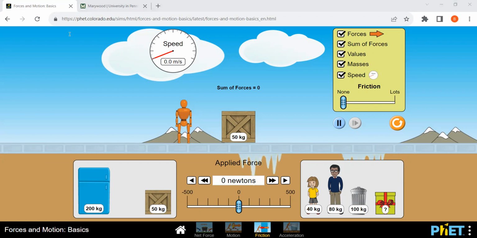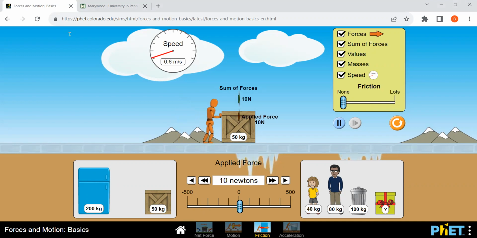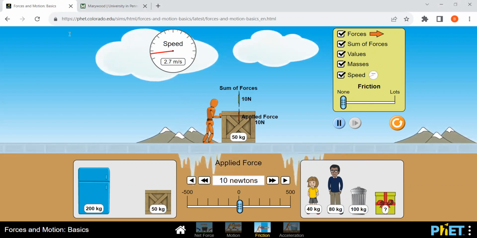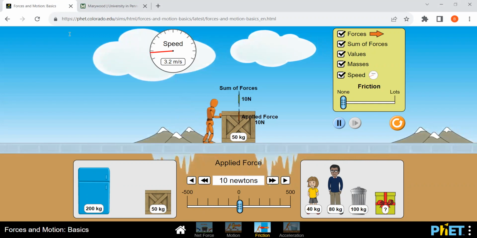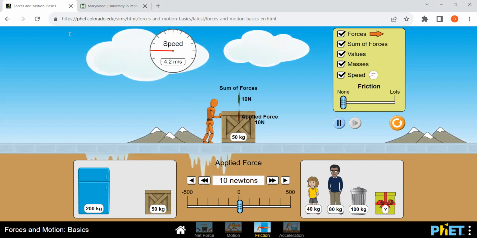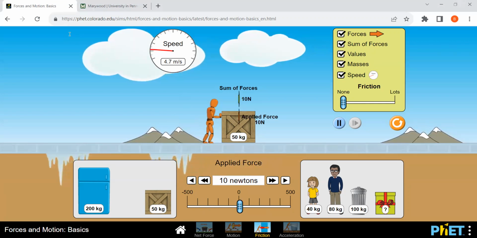Here we have a box, and its mass is 50 kilograms. Now no one is applying any force. We have a robot that can apply some force, so let me apply 10 Newton. You see that the robot is applying 10 Newton of force, and the object is moving, because the net force here is just the 10 Newton to the right. We expect a motion to the right, and it's happening. And you see that the speed is increasing.